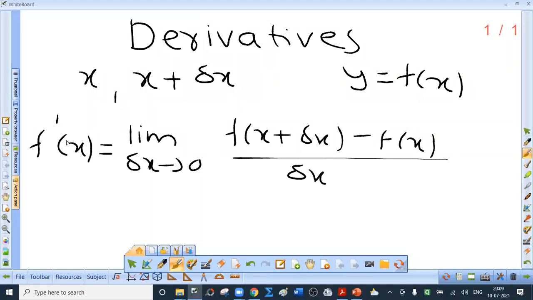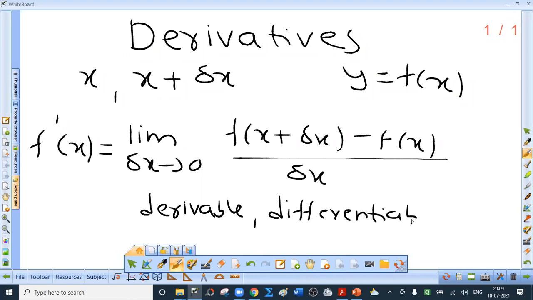How to read this? f dash of x. If the derivative of a function exists, the function is called derivable or differentiable. Don't write this, because I have already uploaded notes for the same. So the function is said to be a derivable or differentiable function. The process of obtaining the derivative of a function is called differentiation.